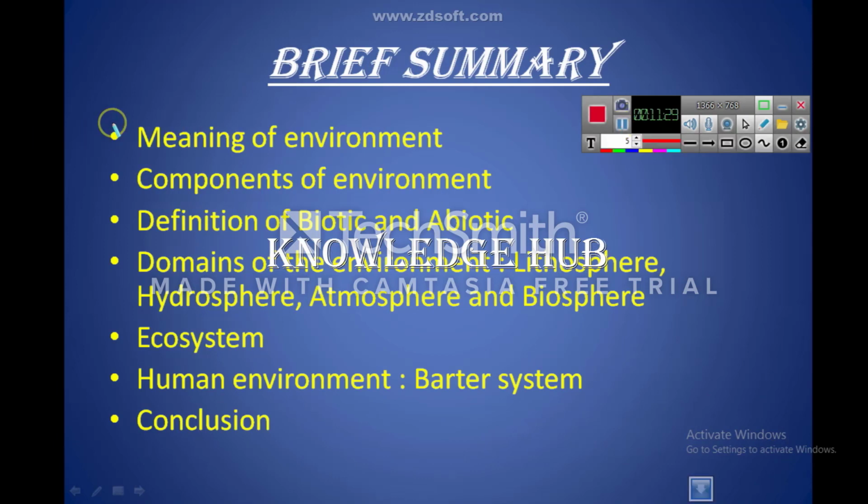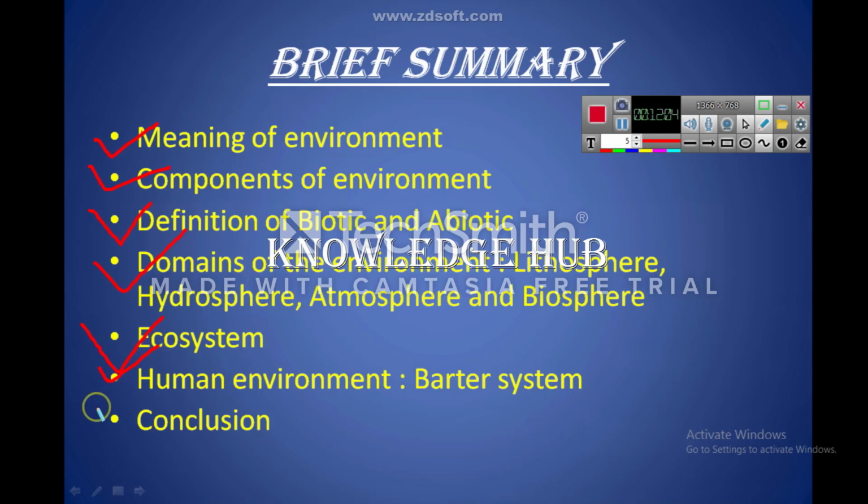What is the meaning of environment? Simply, environment means what we see in our surroundings. There are three components of the environment: natural, human-made, and human. Now, biotic and abiotic, and the domains of the environment. There are four domains of the environment: lithosphere, hydrosphere, atmosphere, and biosphere. And ecosystem: all plants, animals and human beings depend on their immediate surroundings. And human-made environment means human beings interact with the environment and modify it according to their needs.